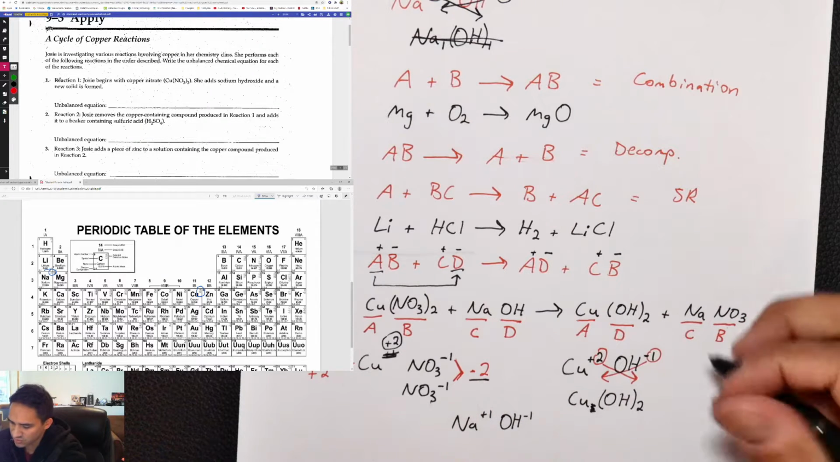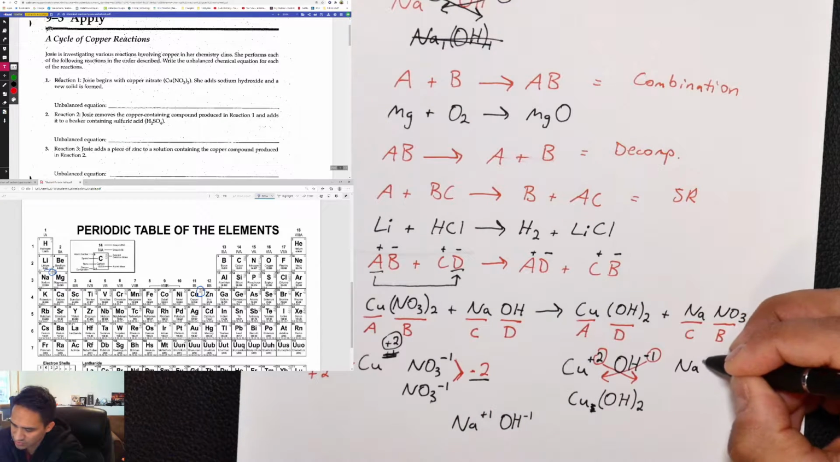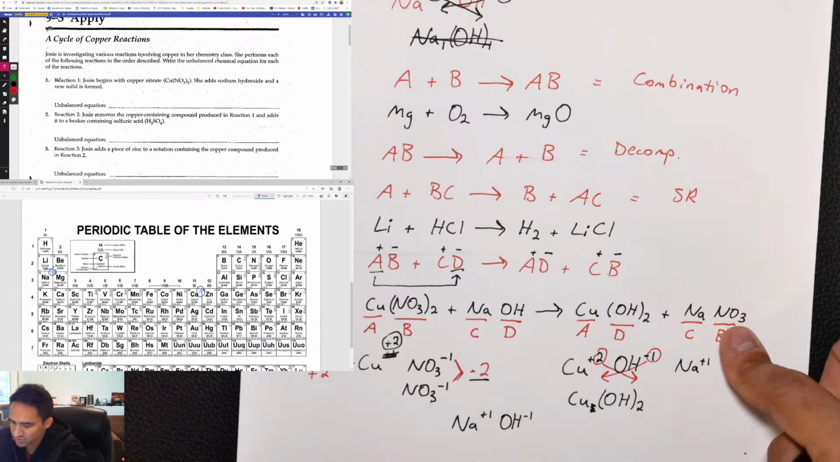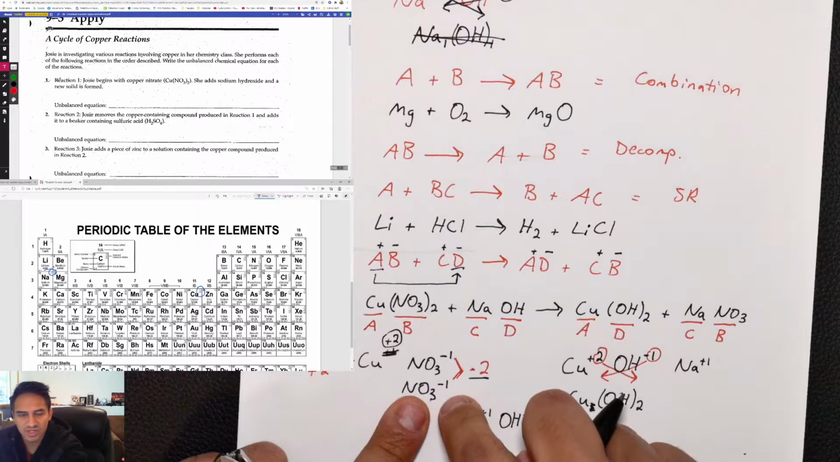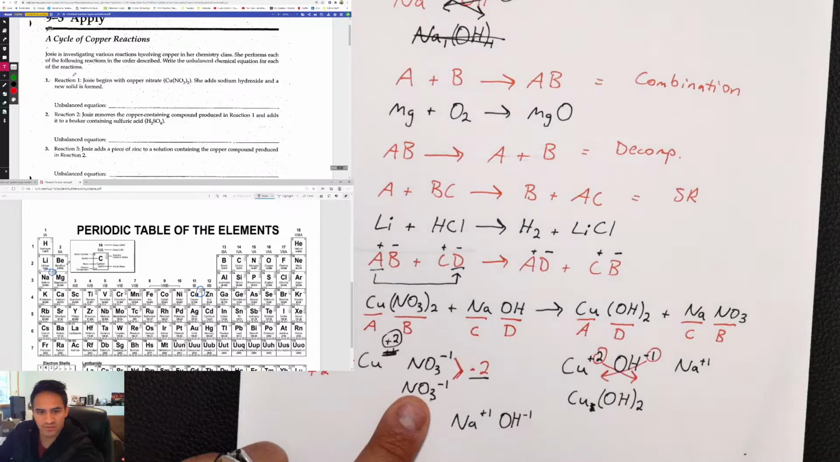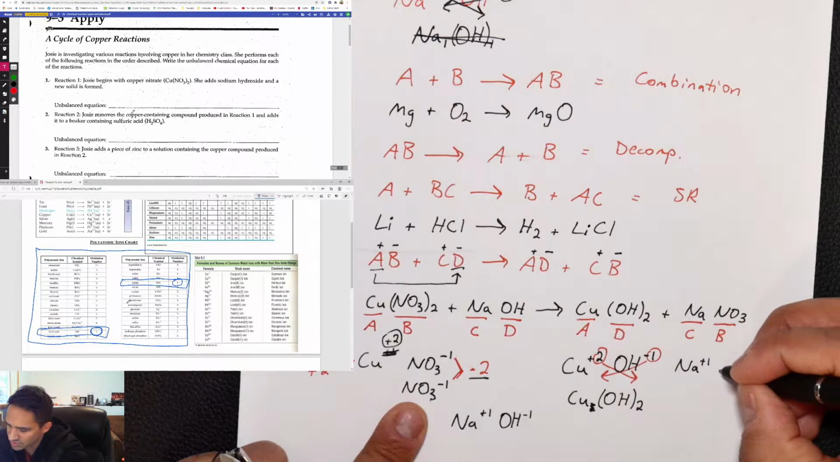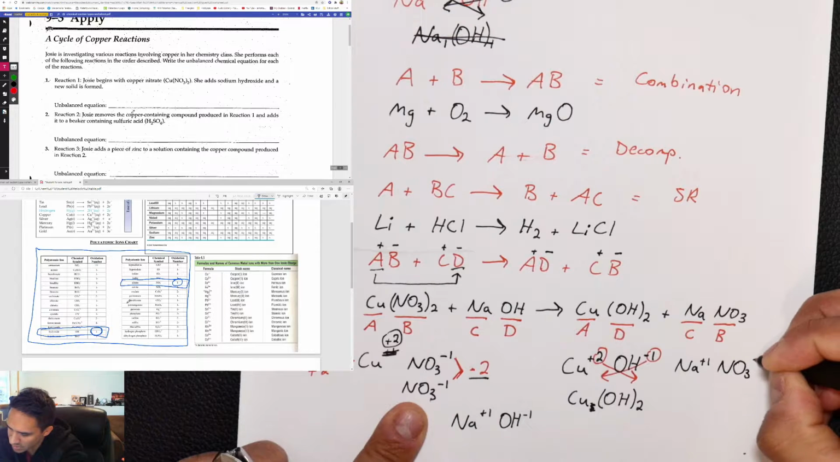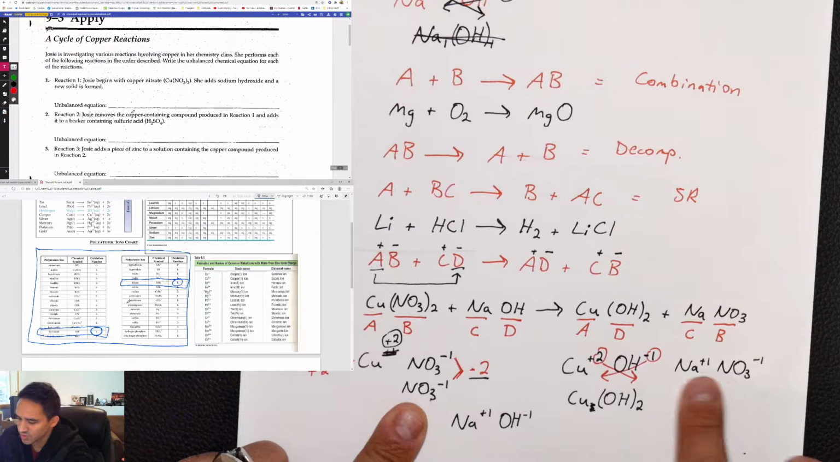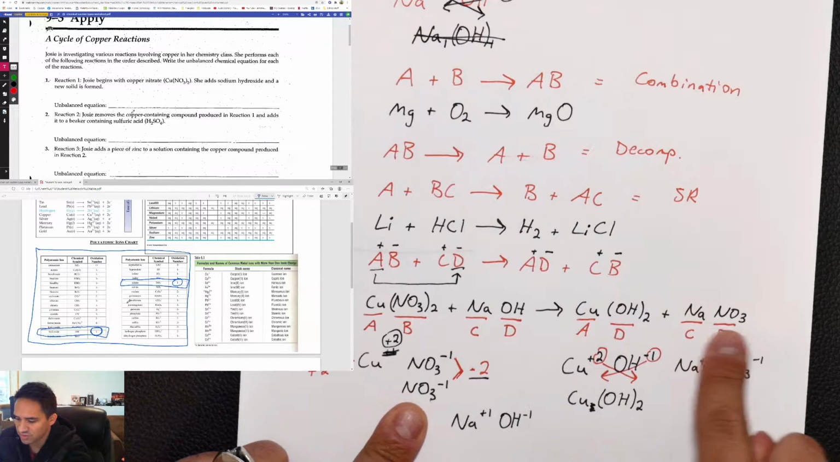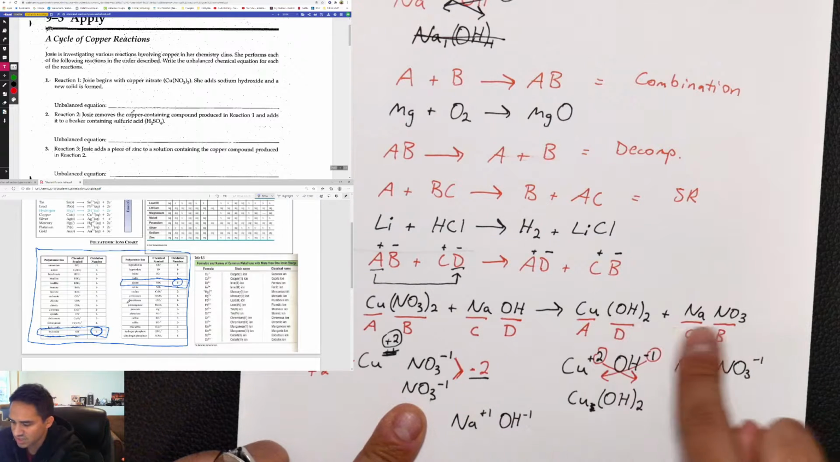And then over here, when the sodium bonds with nitrate, again, sodium is +1. Nitrate, NO3, has a charge of -1. We already found that. Again, it's on the back of our periodic table on our list of polyatomic ions. But it's NO3 -1. And then when those bond together, the ones switch, and then we just ignore them, and that's how we get NaNO3. So this is how we get this whole thing.